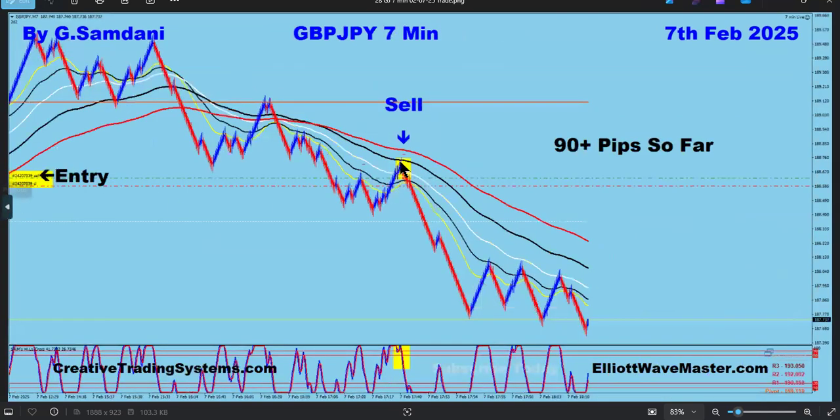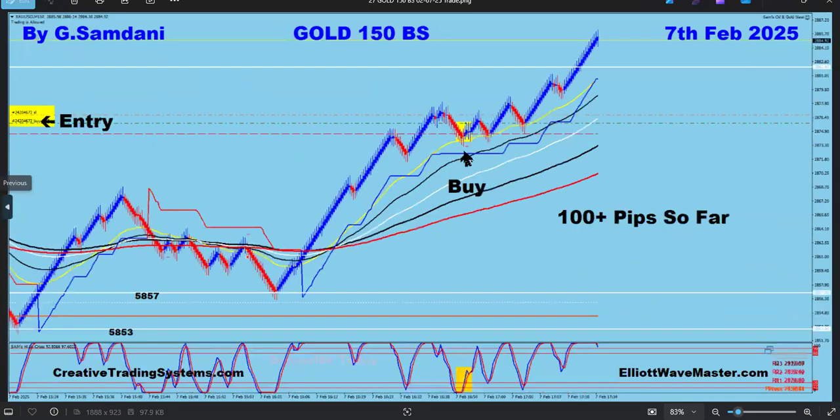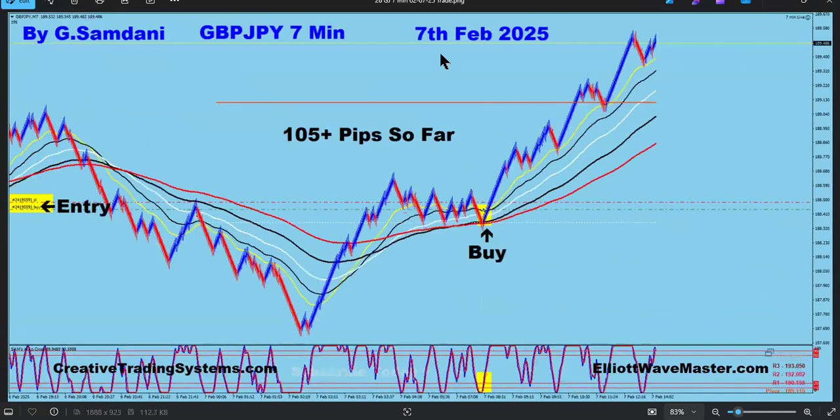Just like here, entry here, SL was here, and it moved down a little bit, and my SL came to break even. Here's the same thing. You can see that right after the entry, price never goes back. If it goes back, then my SL definitely gets hit. The SL on the 7-minute chart is only 15 to 20 pips, and on the 20-minute chart only 25 pips.